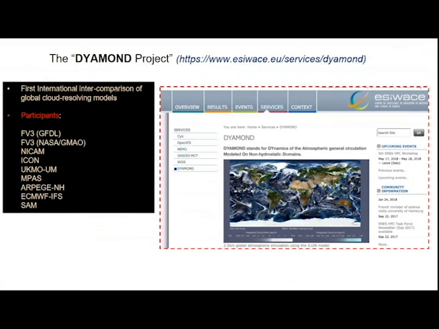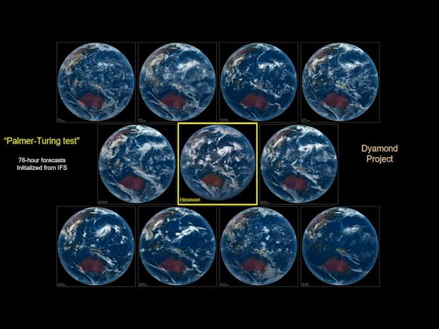So quickly, going over time now, the Diamond Project is international. For the first time ever, there's an international comparison of global cloud resolving models. This is hard to imagine 10 years ago. But today, there are at least 10 centers in the world doing global cloud resolving simulation. So we have some very extensive comparison. I don't have time to go into this. I have to show this picture from the project.